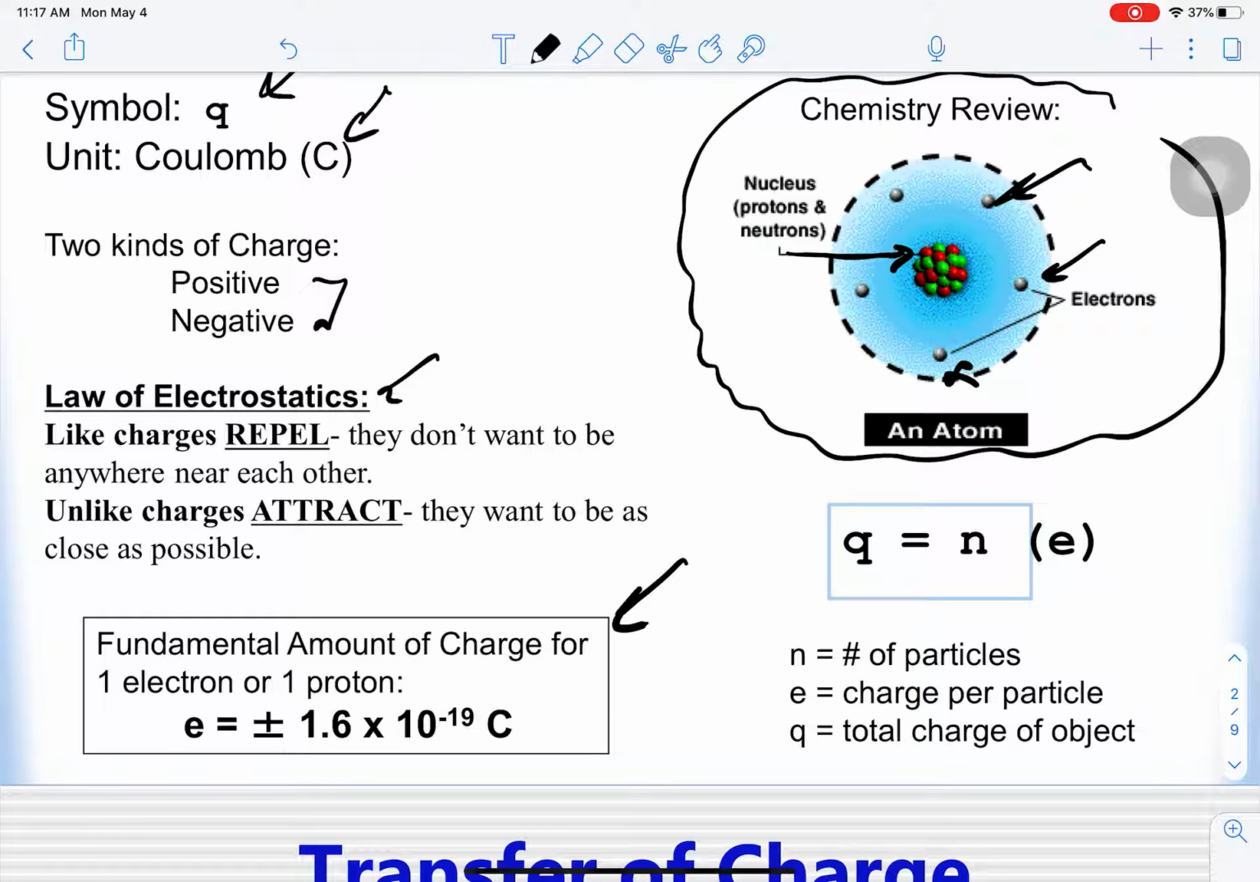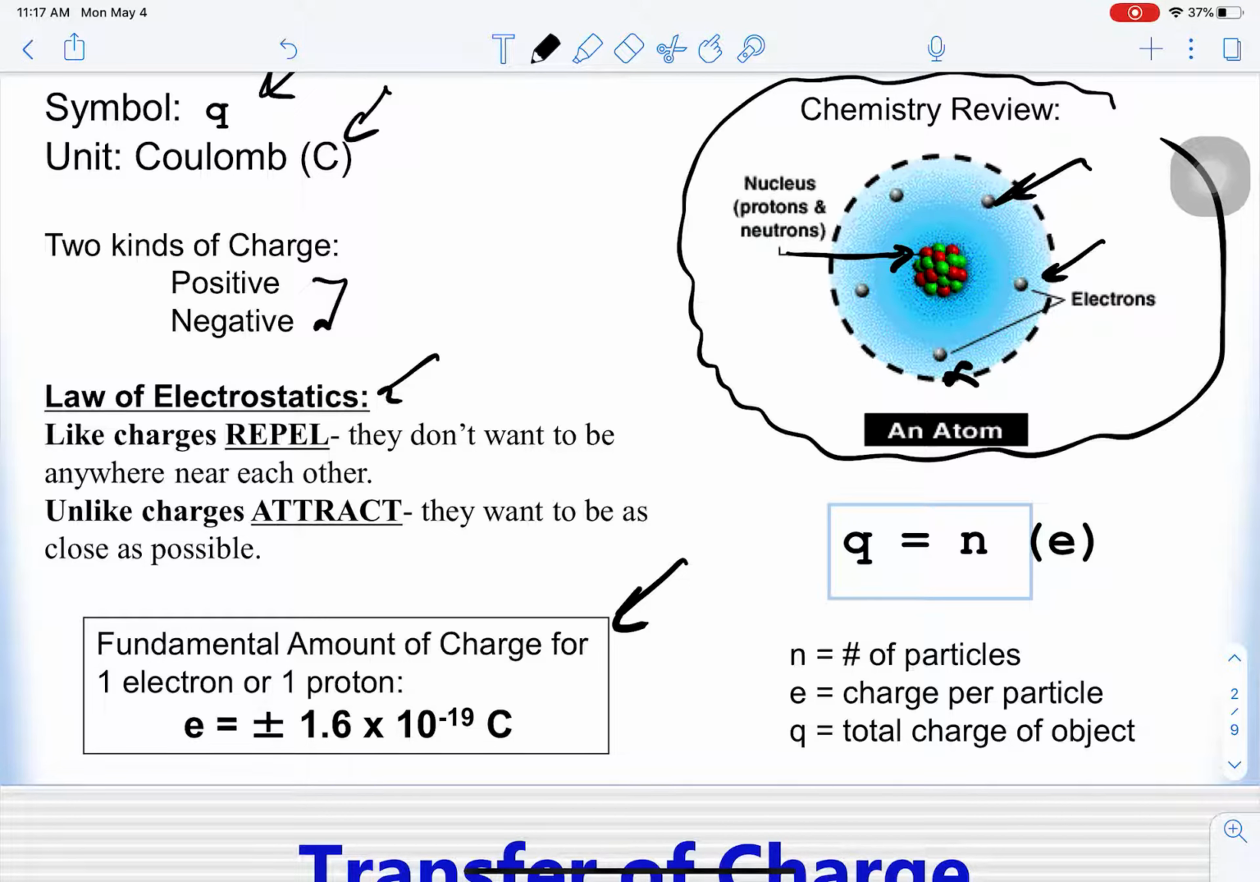Now, how was this number discovered? It's actually amazing. Millikan did this oil drop experiment, and it's absolutely incredible what he did with it. I'm going to post a video on it so you guys can take a look. It's very visual, so you can understand how he completed the experiment and how he came up with the fundamental charge of an electron or proton.